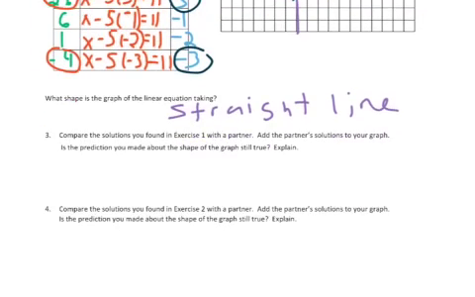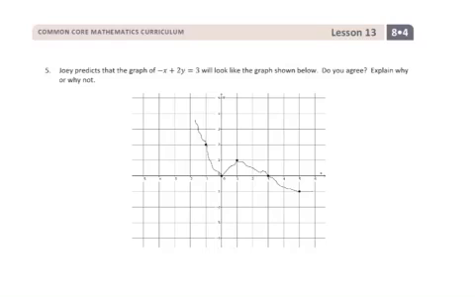We're now going to skip 3 and 4. If you go to number 5, the question says, Joey predicts that the graph of negative x plus 2y equals 3 will look like the graph shown below. Do you agree? Why or why not? Well, the first thing I would do is look, does this look to be like a straight line with all of my dots? So if I started to connect my dots that I could into a straight line, all of those would work. So for my first step, I might plug that into my equation.